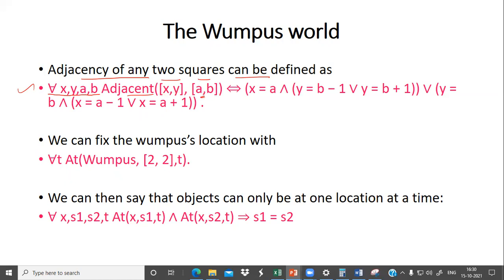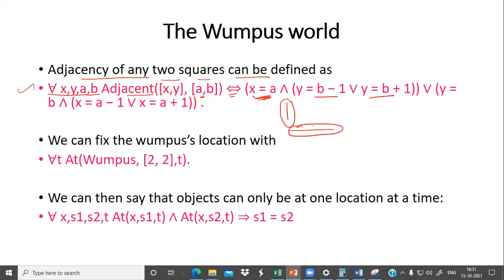How can we represent this? It is bidirectionally equivalent to saying that either X is equal to A and Y is equal to B minus 1 or Y is equal to B plus 1. That is how we define adjacency. Adjacency means both squares will be either in the same row or in the same column. The row can be the same and the column may differ by one number, or the column will be the same and the row will differ by one number.